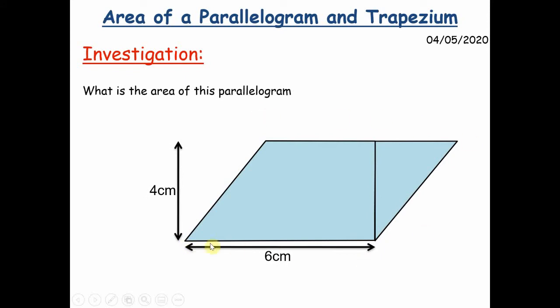Okay, so it still has a base of 6 and a height, if you like, a perpendicular height to that base of 4. And as you've seen, this triangle over here could easily fill in this gap and make a rectangle. So the area of the parallelogram is exactly the same as the area of the rectangle, 24 square centimetres.